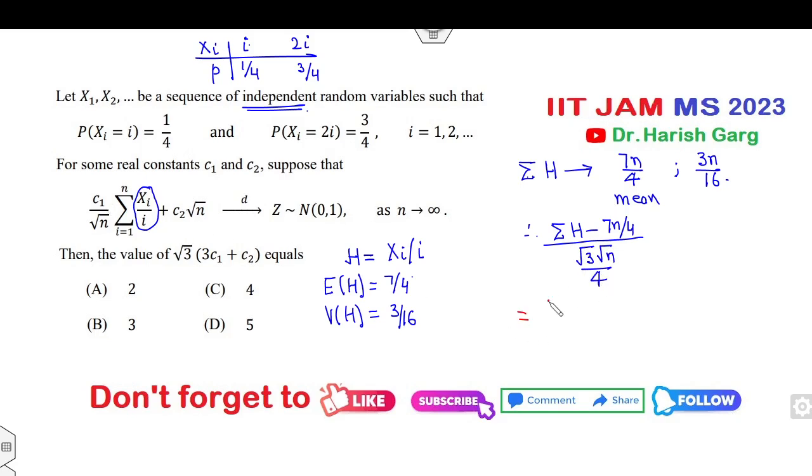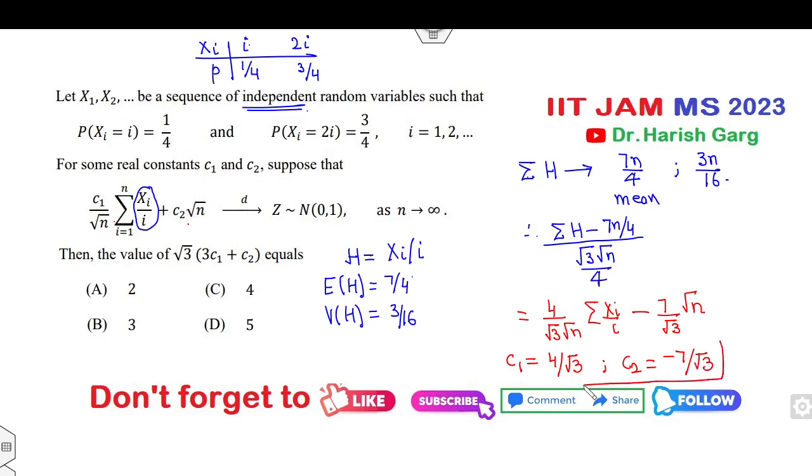I can write this part as 4 over root 3 root n summation of the h. H is my xi over I minus 4, and 4 will be cancelled out. It's 7 over root 3 into root n. Fine. So if you compare them, what is my C1? C1 is 4 over root 3. C2 will be minus 7 over root 3.